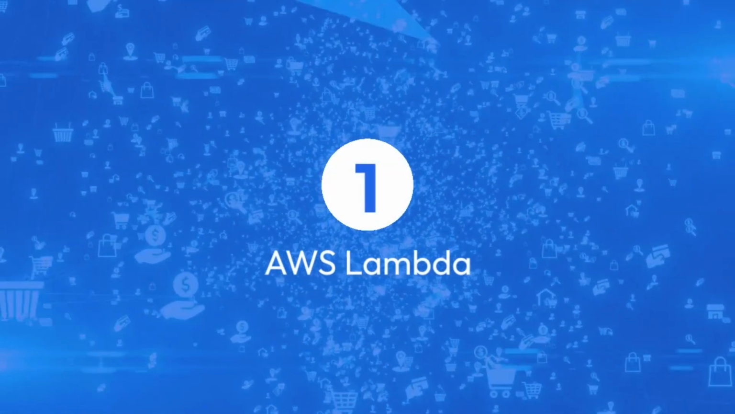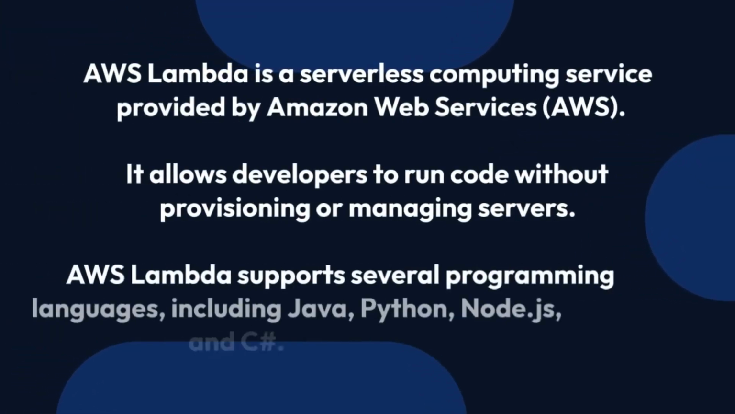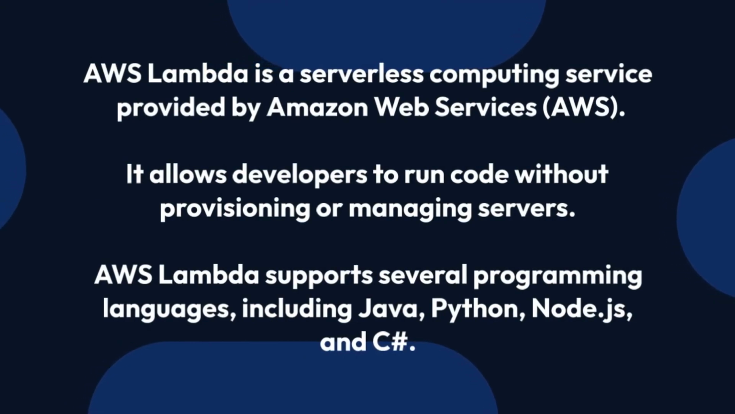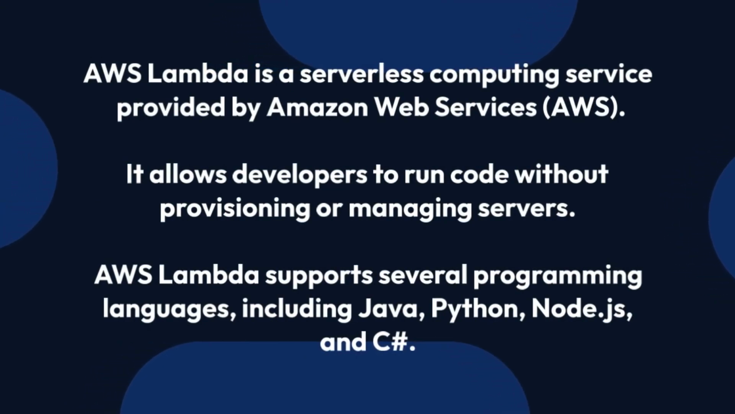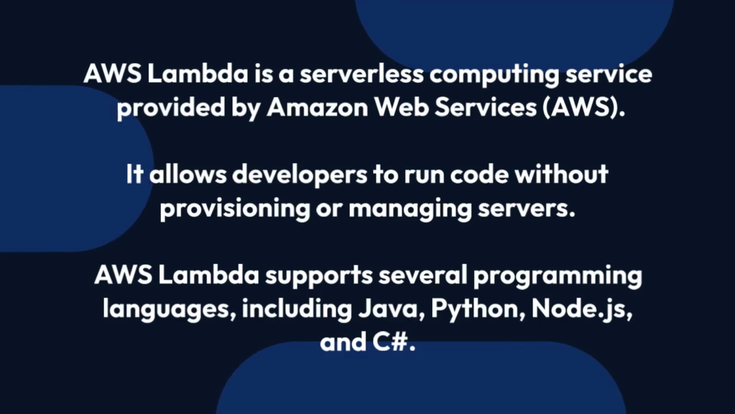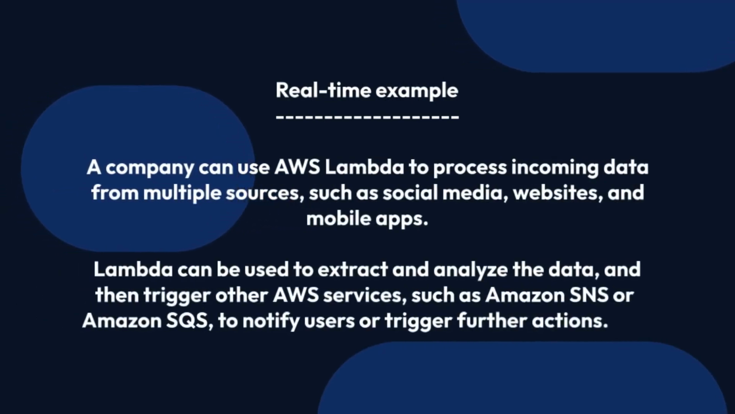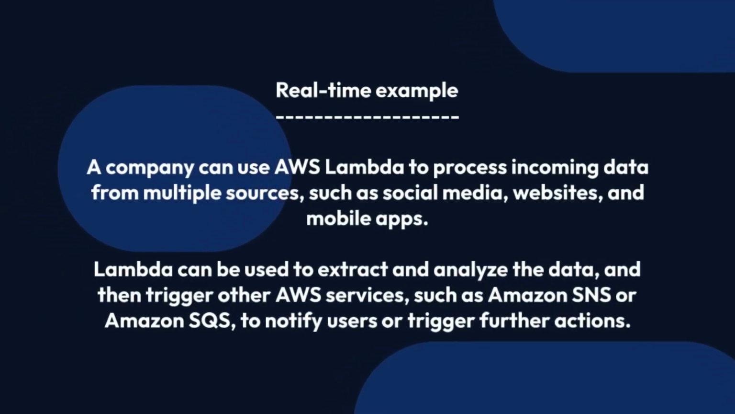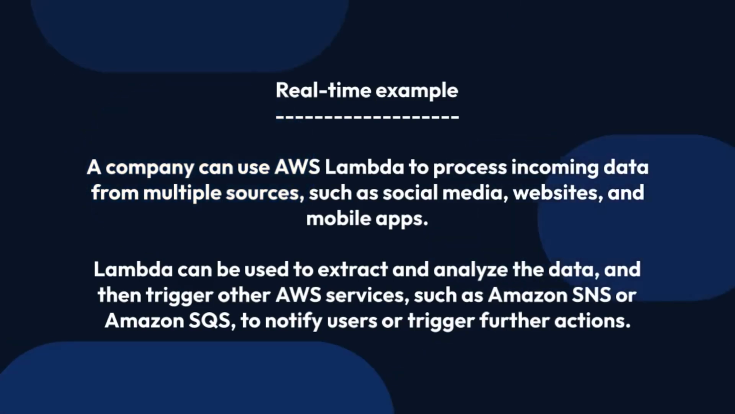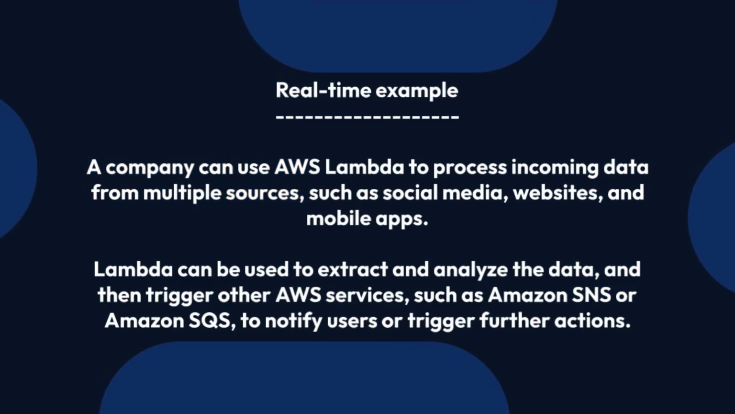So first we have AWS Lambda. It's a serverless computing service provided by Amazon Web Services, and it allows developers to run code without provisioning or managing any server. AWS Lambda supports several programming languages like Java, Python, Node.js, or C Sharp. Now you can pause your screen and go through the example I mentioned for AWS Lambda, which will help you understand the AWS Lambda functionality better.